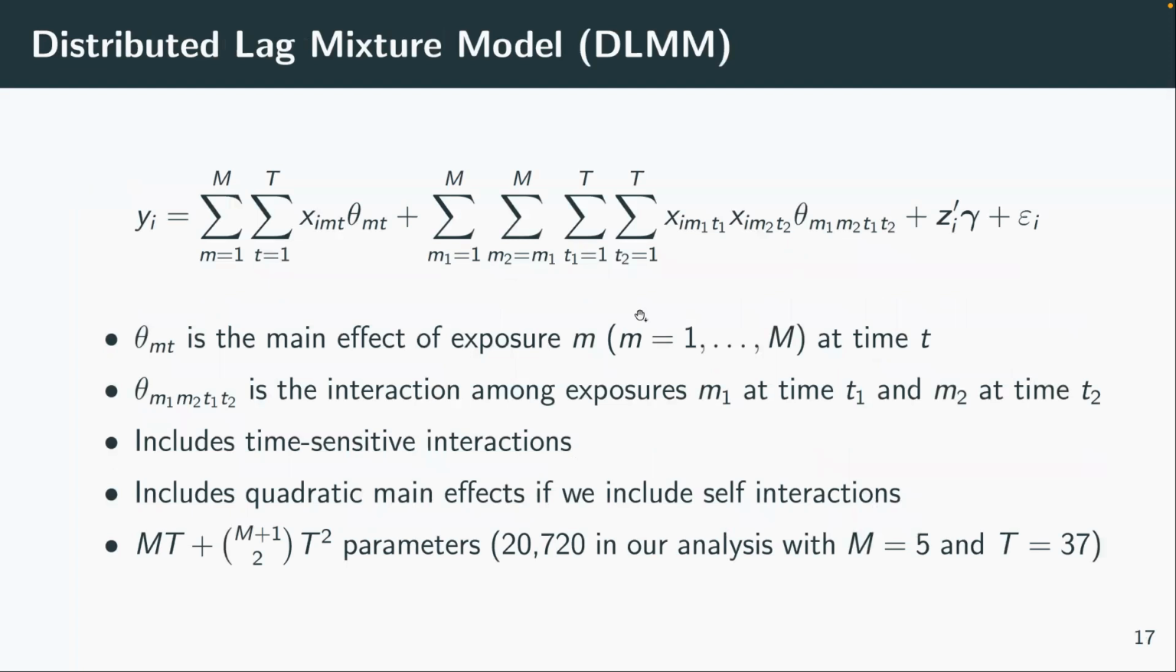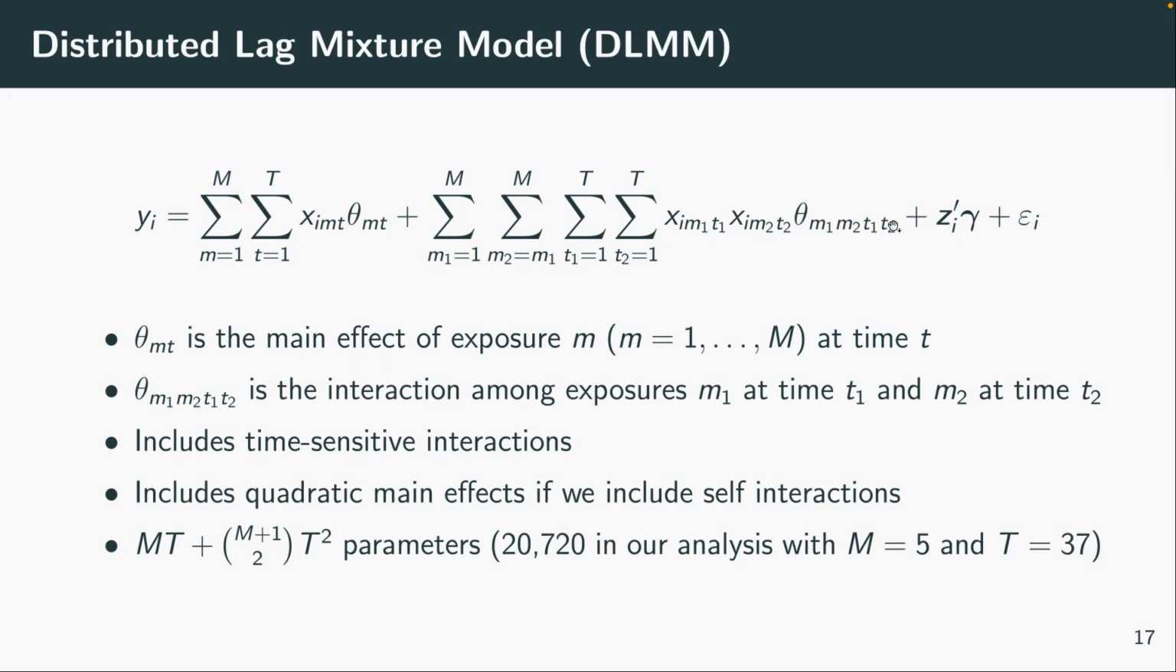So what we're trying to fit is this model here, which we call the distributed lag mixture model. Again, this is just linear regression, but it's high dimensional linear regression now. What we're assuming is that we have capital M components in our mixture, each at capital T time points. So theta_MT is the effect of component M at time T on the outcome. And then we have theta_M1,M2,T1,T2, which is the effect of exposure for component M1 at time point T1, and the interaction with exposure M2 at time point T2.